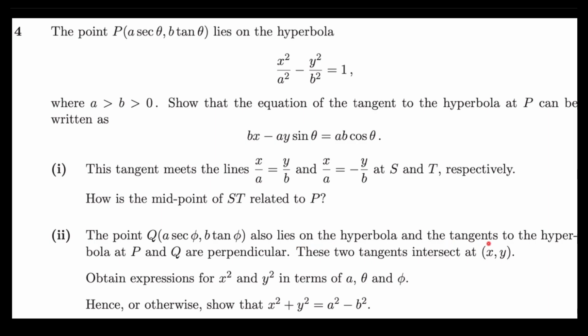And the tangents to the hyperbola at point P, the previous one, and this point Q are perpendicular. These two tangents intersect at a point with coordinates x and y. Obtain expressions for x squared and y squared in terms of a, theta, and phi. Hence or otherwise show that x squared plus y squared is a squared minus b squared. This is what we want to actually show. So let us go to the board now.